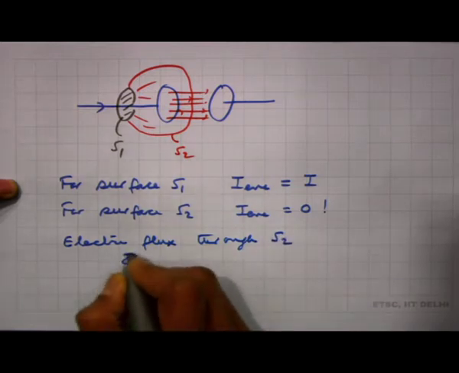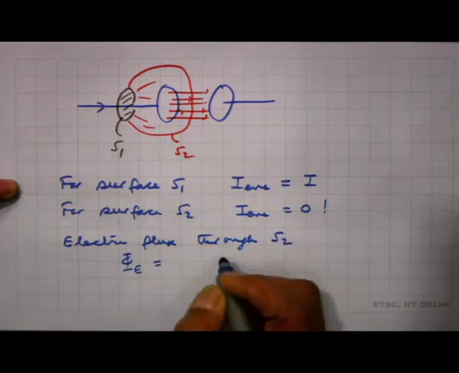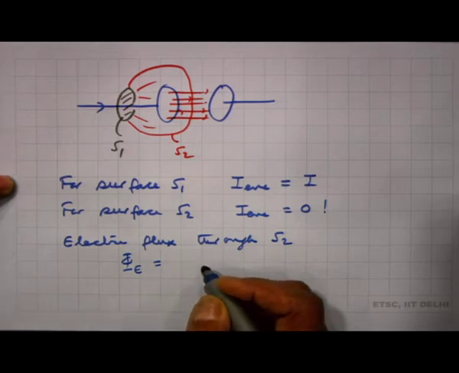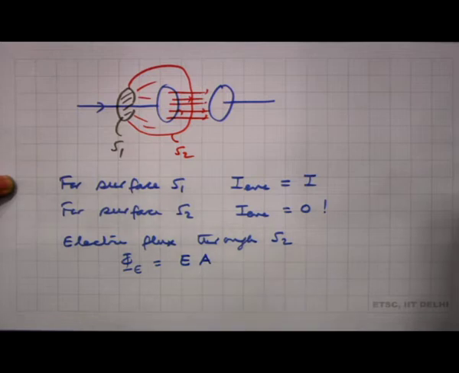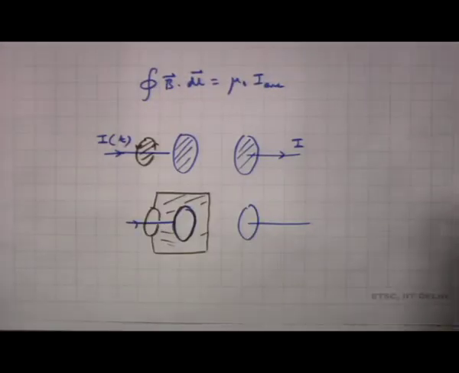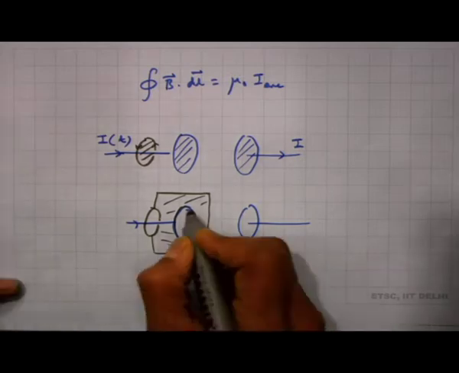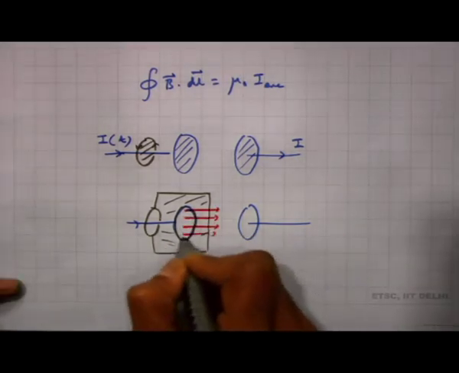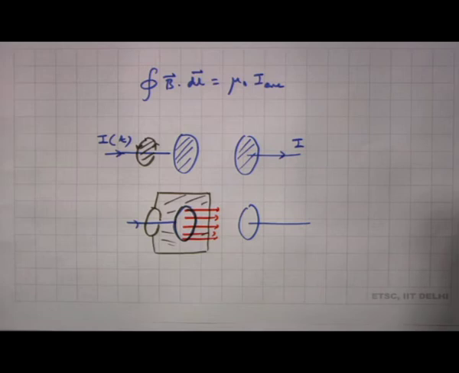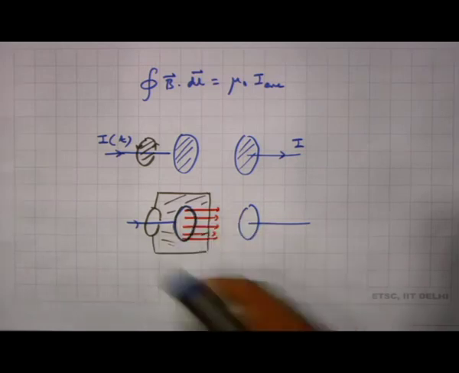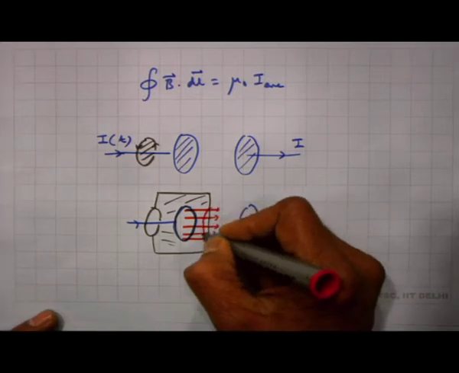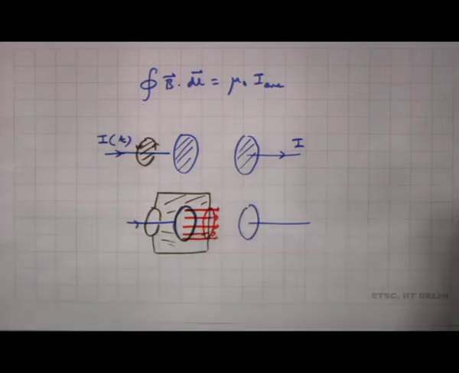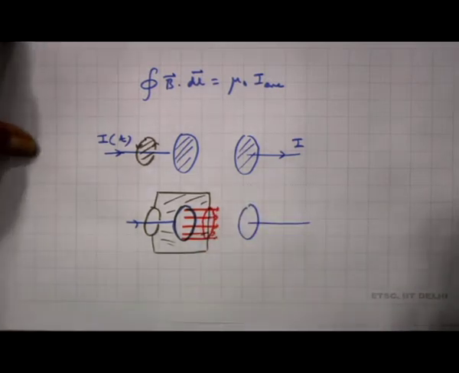So, electric flux is integral E dot dA, and as we showed last time, it is electric field times area. If I take a surface of this shape, the electric field lines are going like this, and if I neglect edge effects over the capacitor, the electric field is uniform across the surface area of the capacitor plates, and so the flux is the electric field times the area of the capacitor plates.